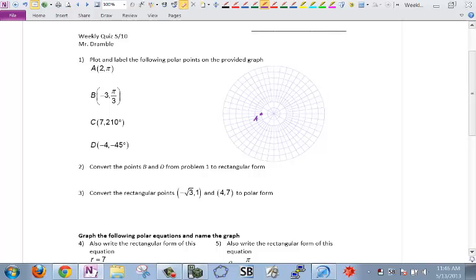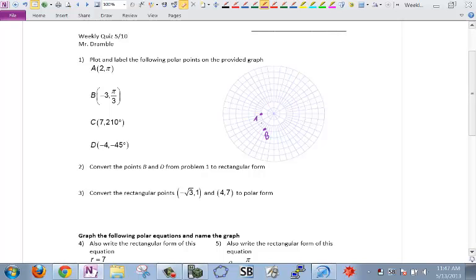B is negative 3, pi thirds. Pi thirds is this ray right here, but we're not going to go in the direction of that ray because it's a negative 3. So you're actually going to get a B down here. Agreed?